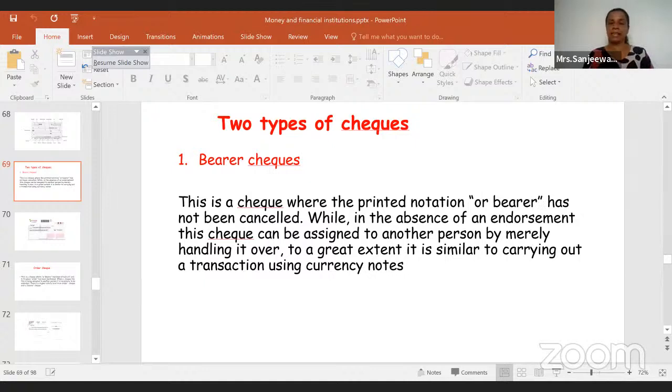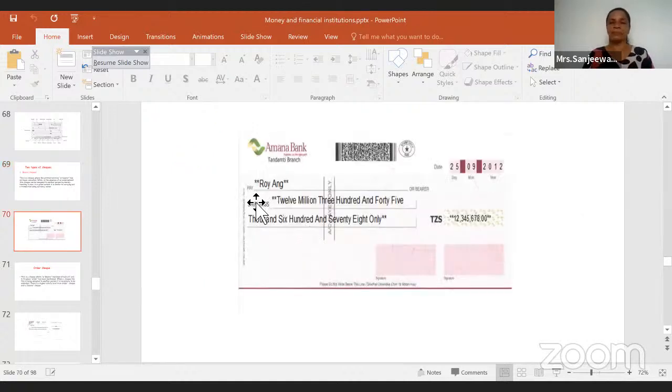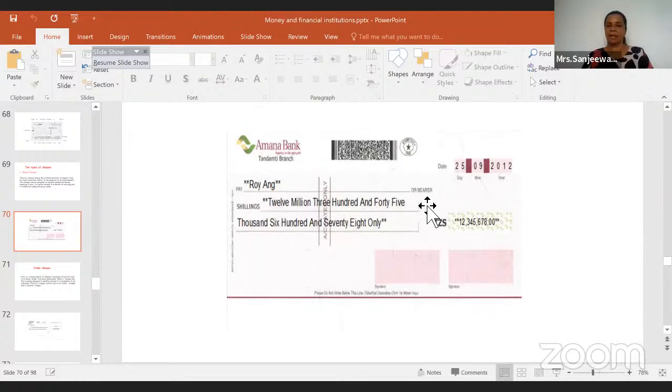Now see, this is an example of a bearer check. Just check it. Pay Roy. So "or bearer" is there. That means anyone who is carrying this check can also get the money, because this has not been cut off. If this had been cut off, that would mean only this person can get the money. So this is a sample of a bearer check.